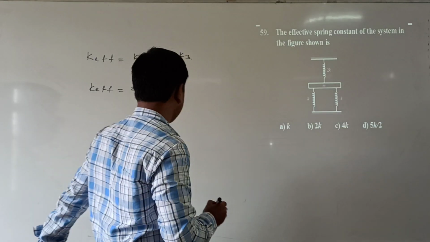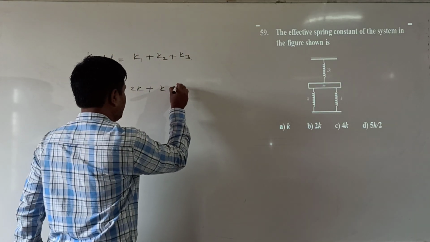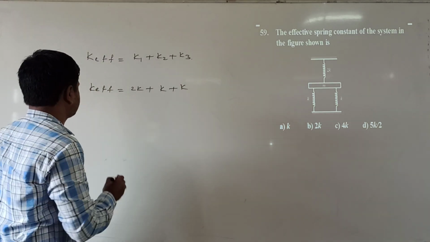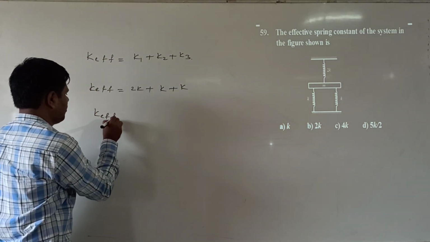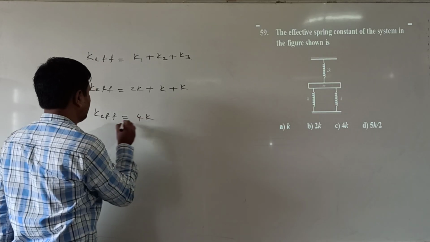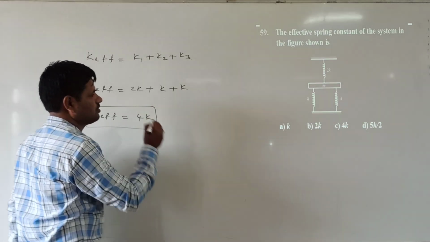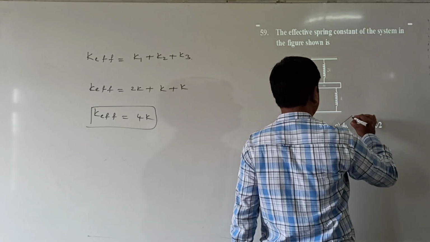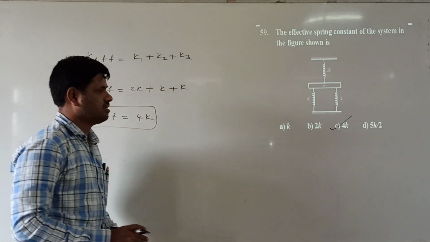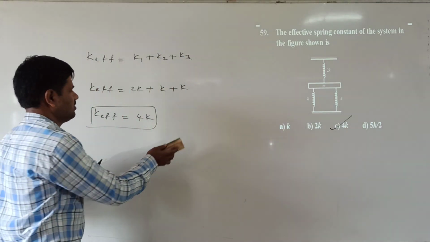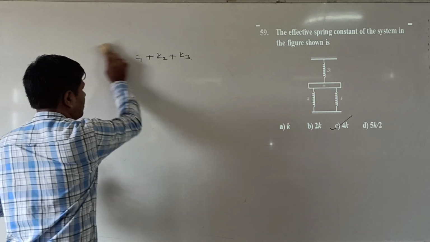This one has spring constant k. This one has spring constant k. Now k effective is equal to 2k plus k plus k, which is equal to 4k. This is the effective spring constant of the system. Which option is correct here? C option is correct here. This is question number 59.